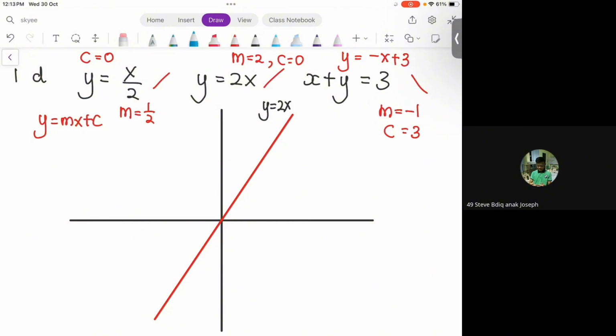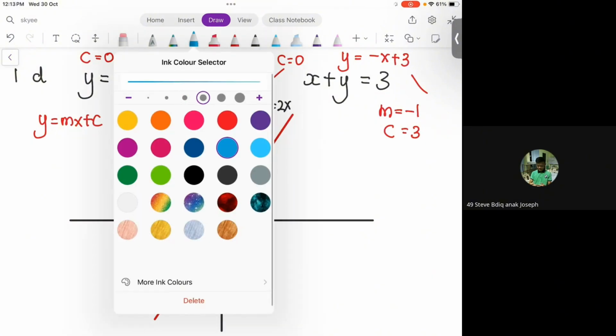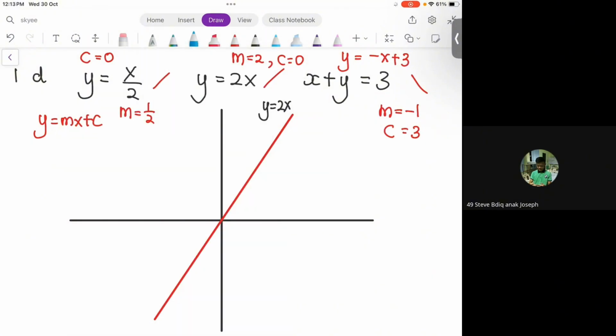Okay, I draw the other color. Make it spatial a bit. Right. So for y equals x over 2, maybe like this. Okay. This is y equals x over 2. Okay. So how about this?